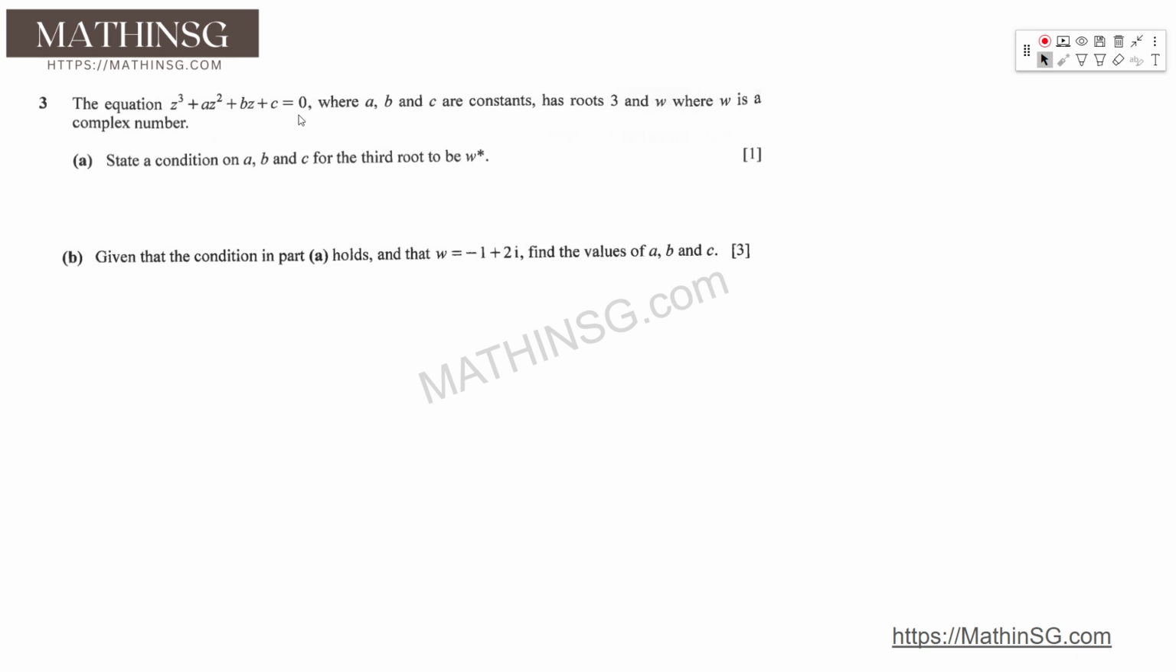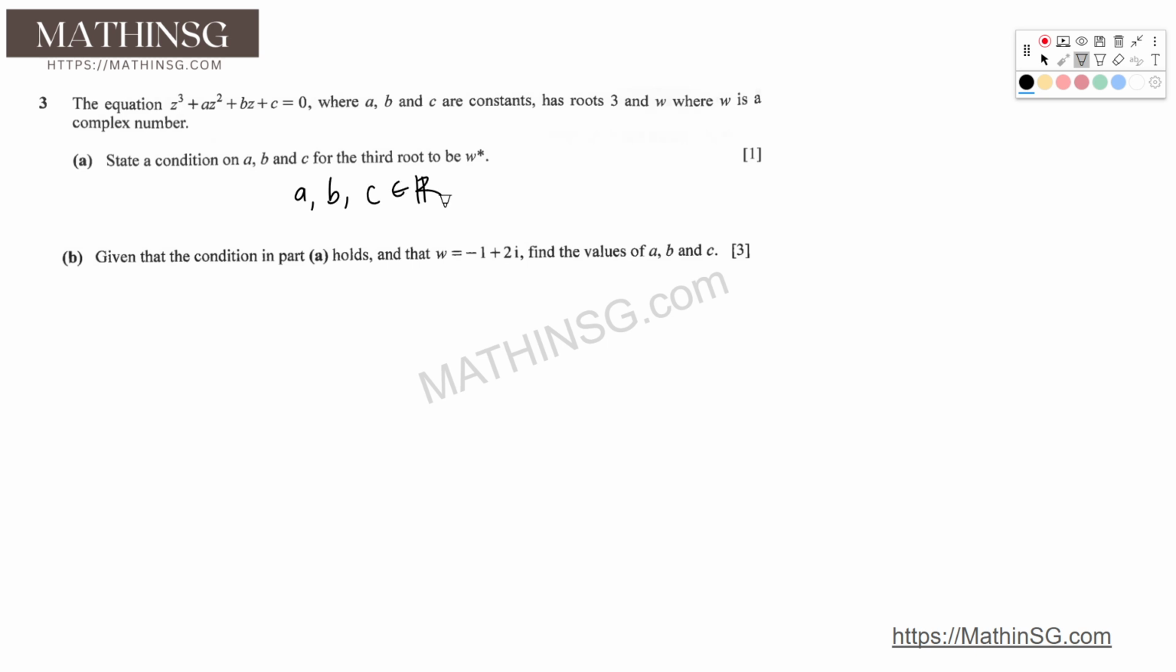Whenever we have a polynomial equation and all the coefficients are real, then the complex roots must exist in conjugate pairs. So in short, for the third root to be w conjugate, that means this equation here has the roots of both w and its conjugate. It means that a, b, and c must be real. Okay, so this is what you need to write.